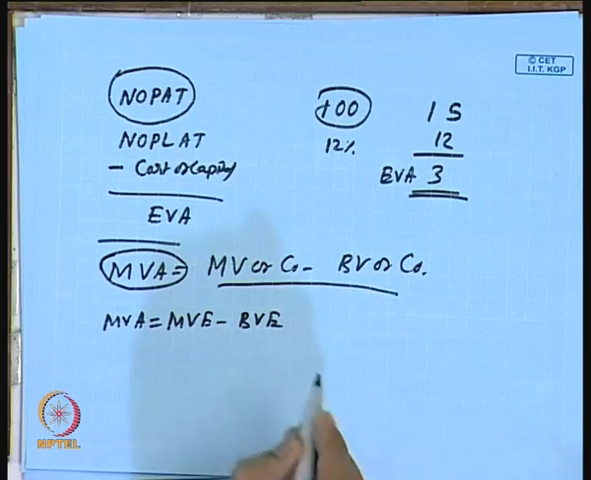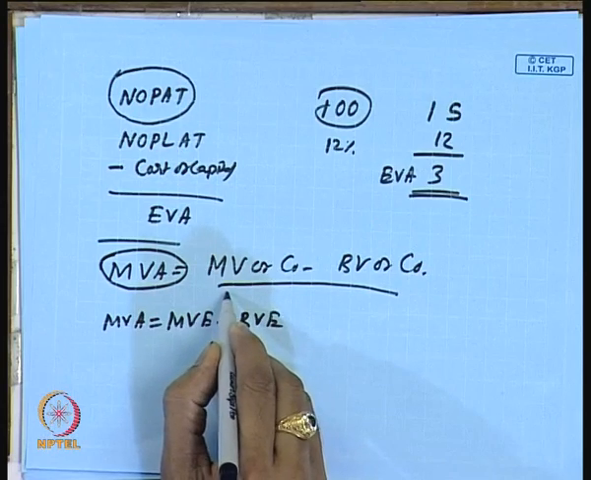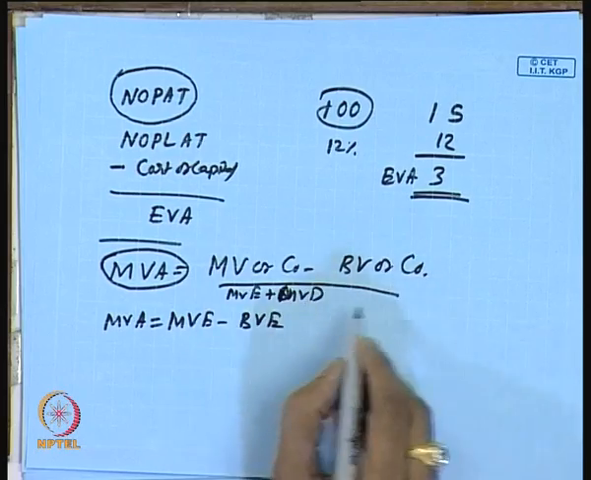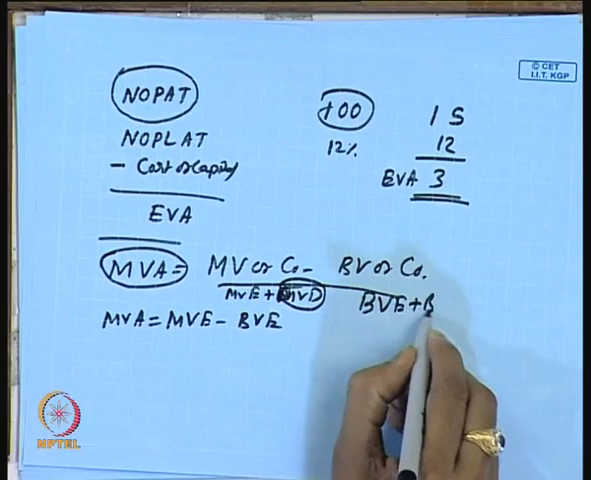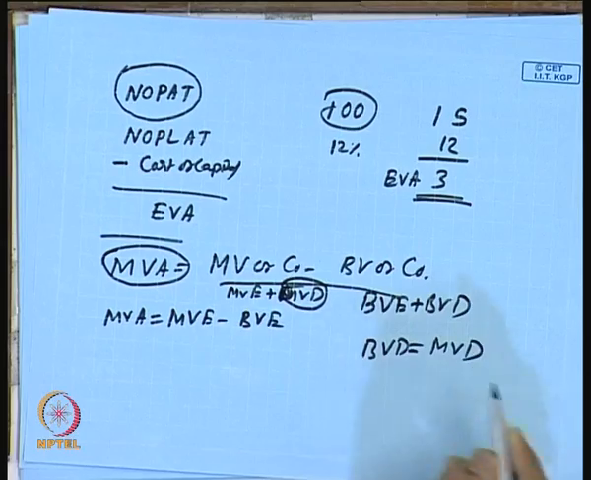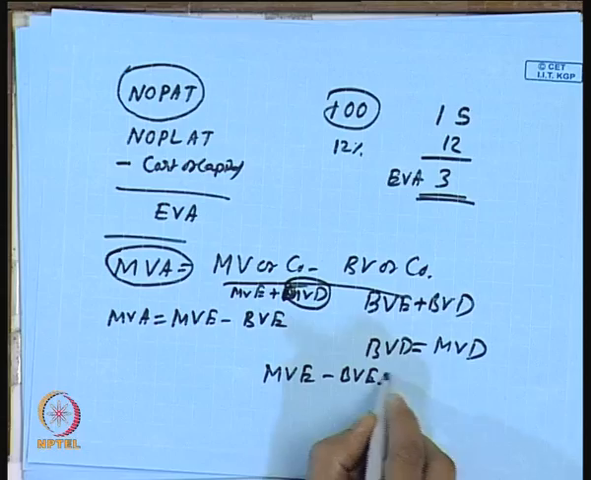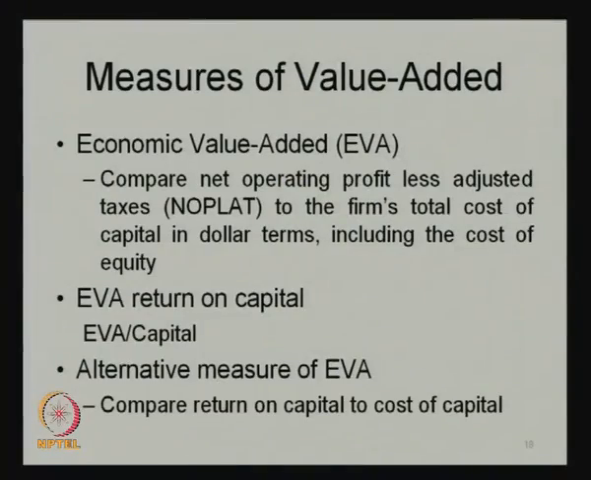So, my MV minus BV: if you assume that market value of company is market value of equity plus market value of debt, and similarly book value of company is book value of equity plus book value of debt, and if you assume book value of debt is equal to market value of debt, then it becomes MVE minus BVE equals market value added. So, positive EVA companies are supposed to have higher MVA; there is a relationship.